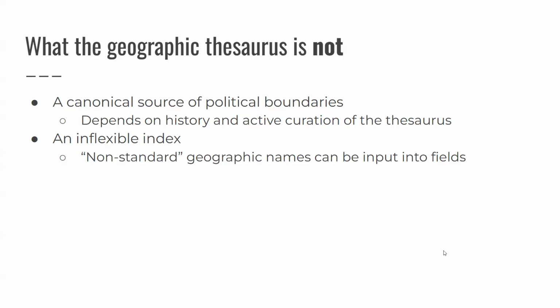It's also not an inflexible index, and by that I mean you do not have to select something from the Geographic Thesaurus in order to put something into the country, state, county field. So just like the taxonomic thesaurus, you can just enter your own verbatim values if you want. If your protocol is to put, I don't know, Lane or Linn County, I don't know which one, and you put those both in the county field, it's going to let you do that. That's not the recommended way to put two counties, but if that's your protocol, it's going to let you do that. Again, non-standard geographic names can be input into those fields without problem.